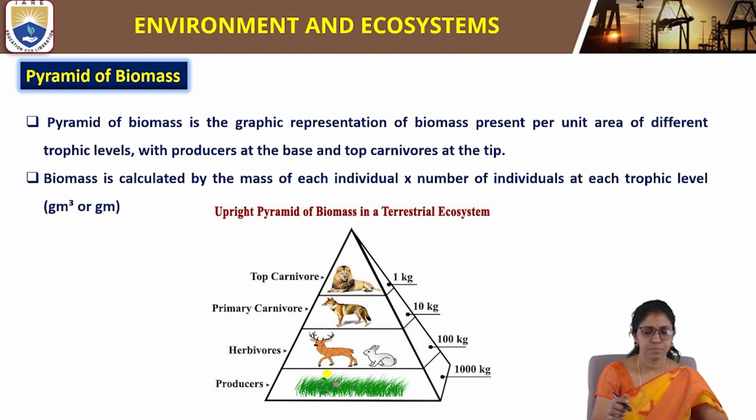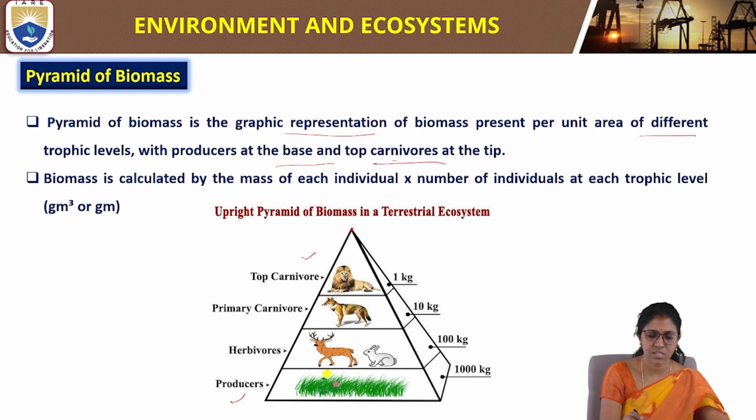Pyramid of biomass is a graphic representation of the biomass present per unit area at different trophic levels, with producers at the base and carnivores at the tip.